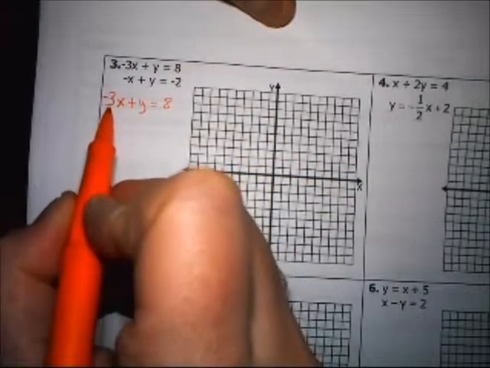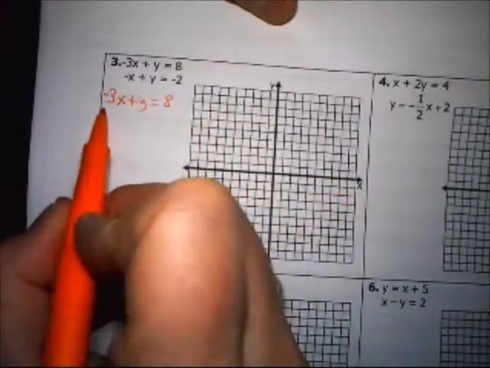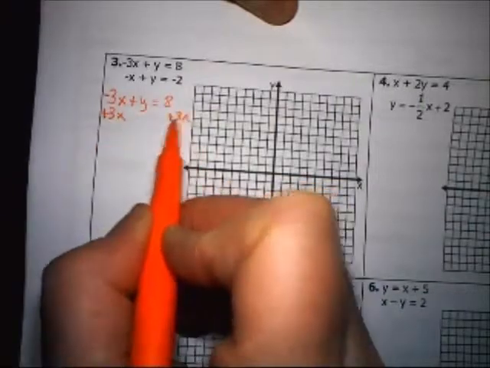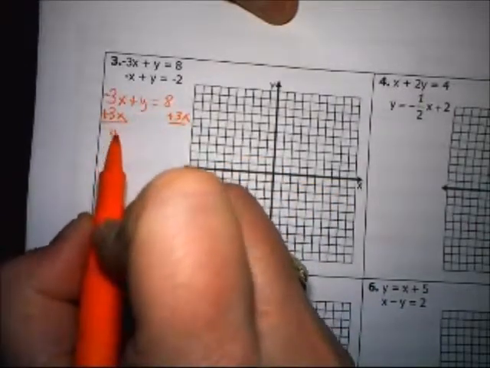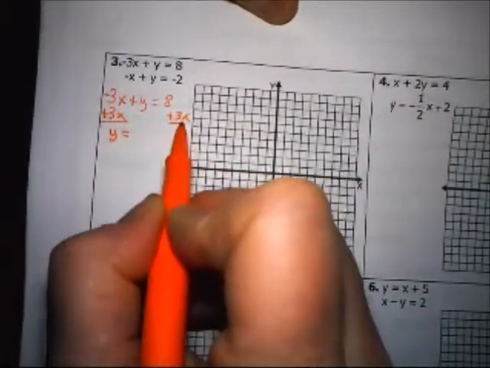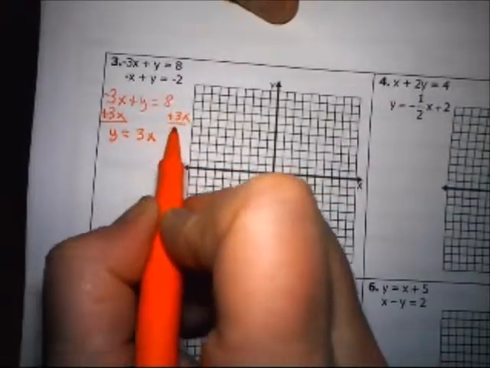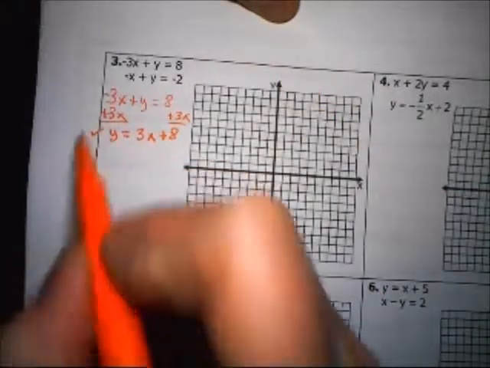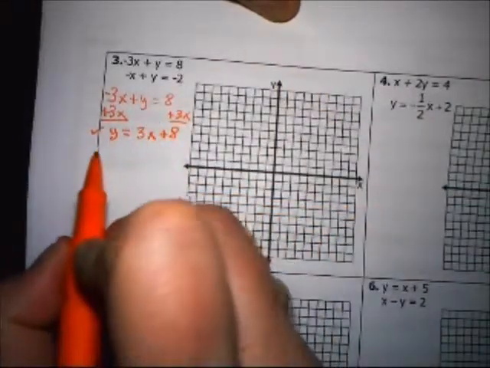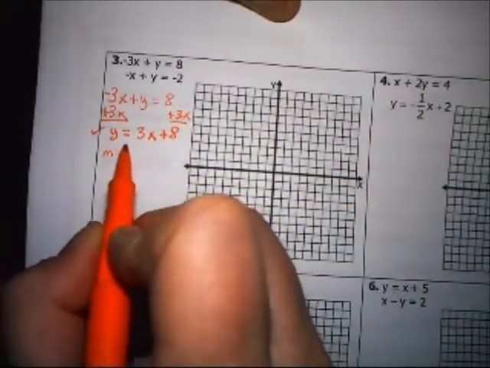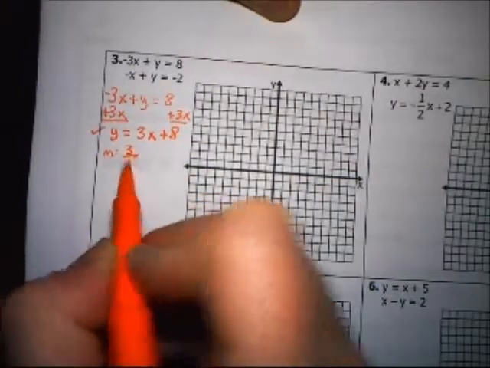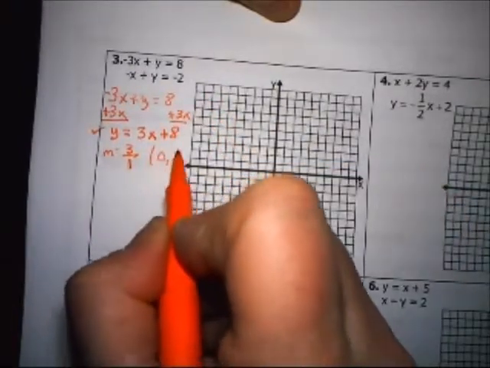So for the first equation, what I have to do is move the 3x to the other side, so I'm going to add 3x. Which means I have y equals, and I'm going to put that 3x first so I'll have it in the right form. The 8 comes down behind it, it's a positive 8, so I put a plus sign. Now this is written in the correct form. My slope is 3 over 1, and my intercept is 0, 8.